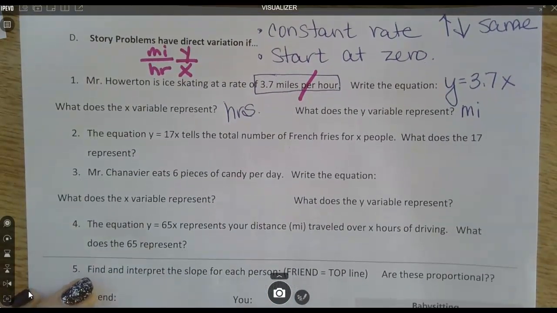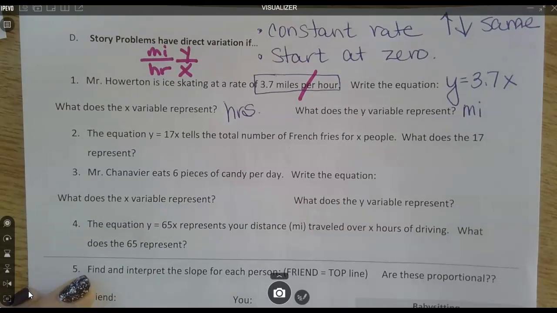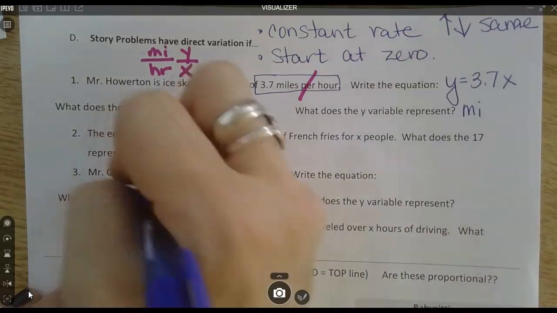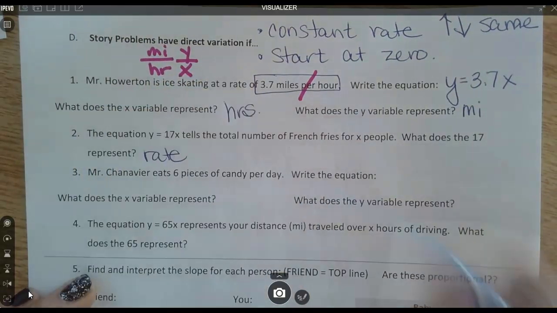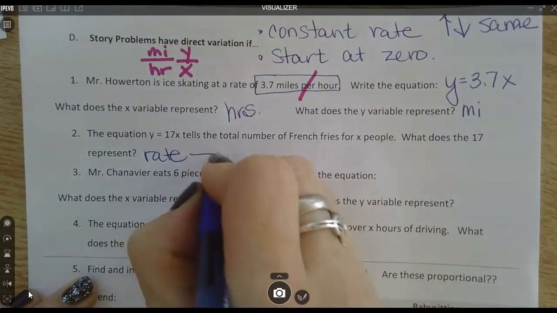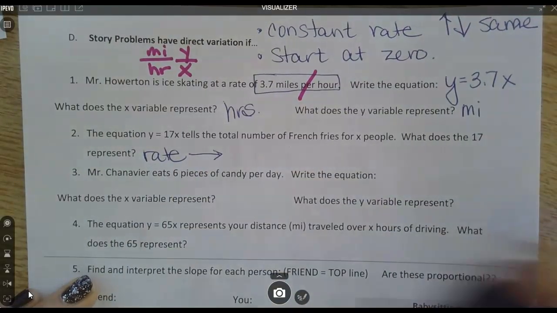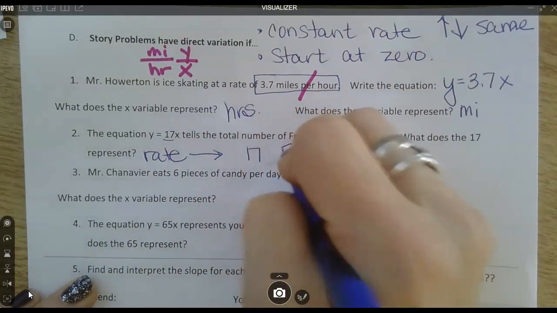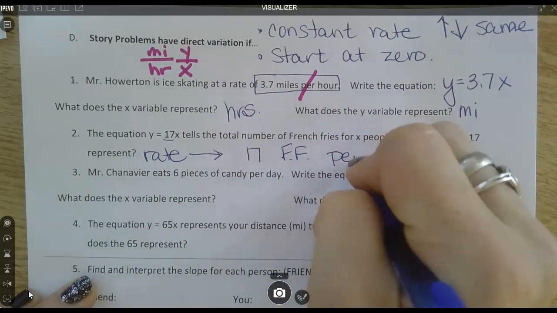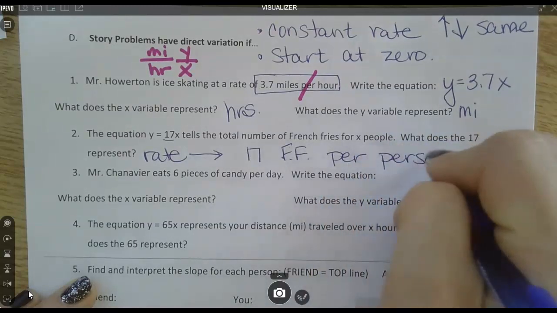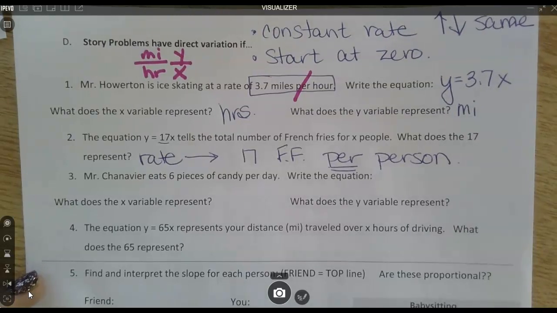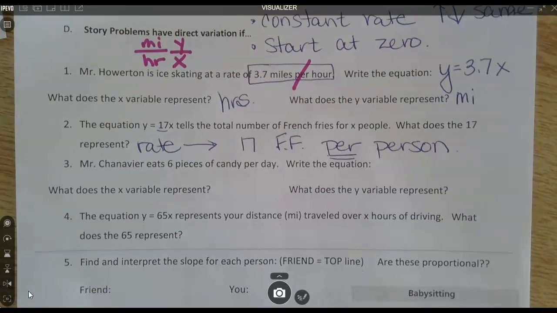Okay, number 2. The equation y equals 17x tells the number of French fries for x people. What does the 17 represent? Well, the 17 is the rate, or the constant of proportionality. I just need to write it out with labels. So what does the 17 mean here? Oh, it means 17 French fries per person. Remember, if it's a rate, it's got that word per in it, or 17 French fries for each person.